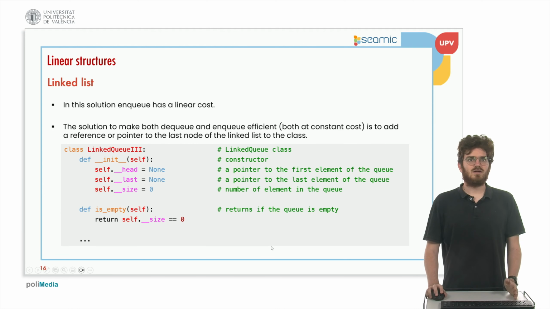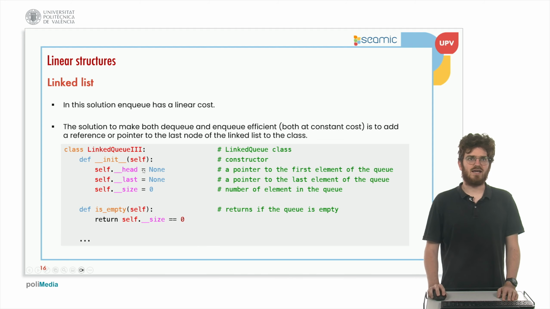So in this solution, enqueue has a linear cost, but in the previous solution, dequeue had a linear cost. Is there any way such that we can have a constant cost so that the cost of the enqueue and dequeue is very, very cheap? There is, but we have to complicate our implementation a bit more.